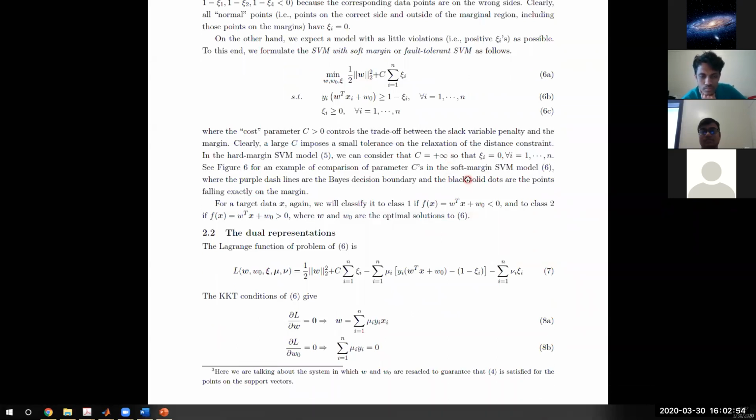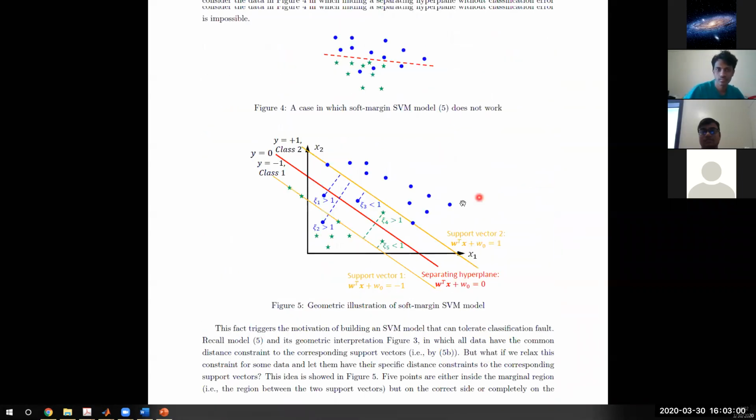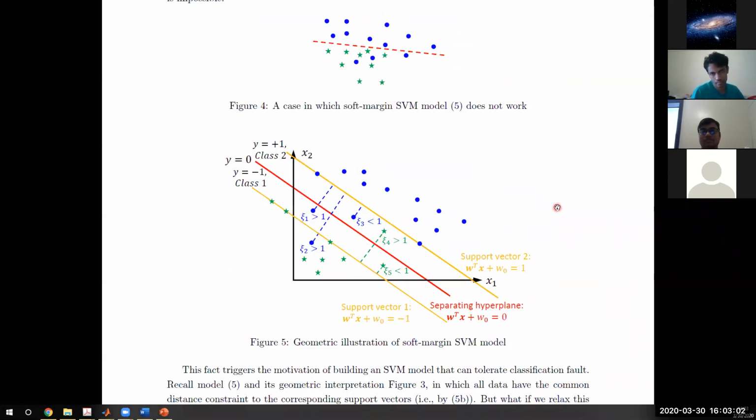Then the following, yes. I have a question. Can you show the picture? For those points that we have misclassification, should the Kasis be less than 1 or bigger than 1? Bigger than 1. This one, Kasi 4. Yeah, it should be bigger than 1. Because if Kasi is less than 1, that means what? That means 1 minus Kasi is positive. You are on the correct side.